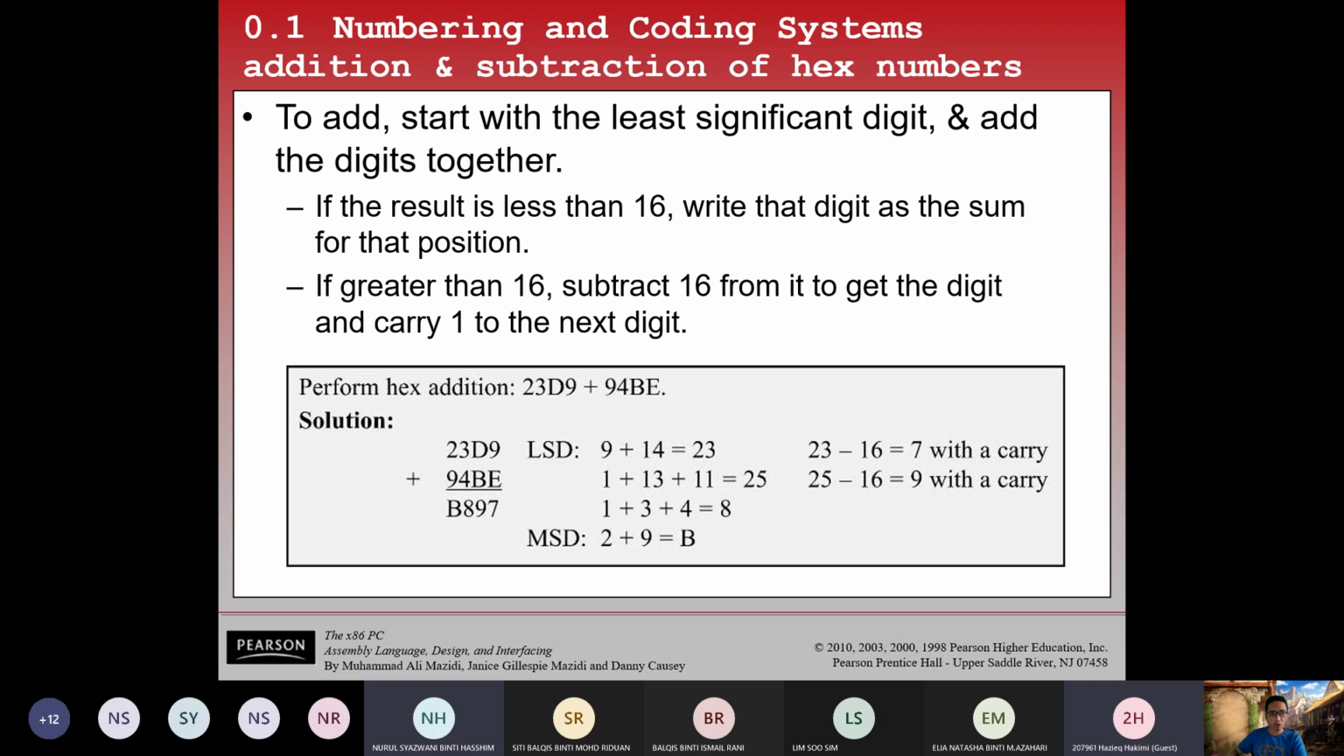that what you need to put down there is 0. Okay. If it is 15, then you just put F. Okay, because F is the greatest number for the hex.